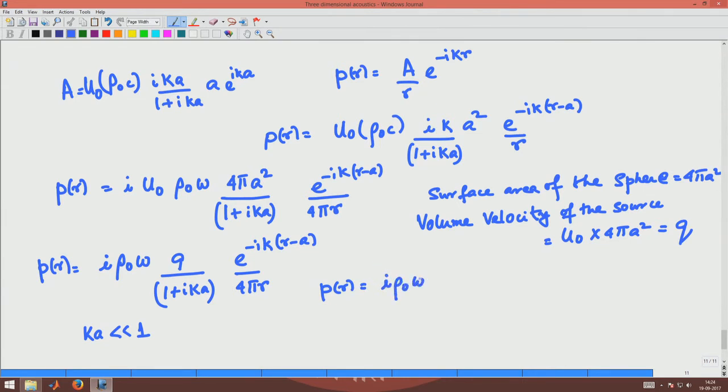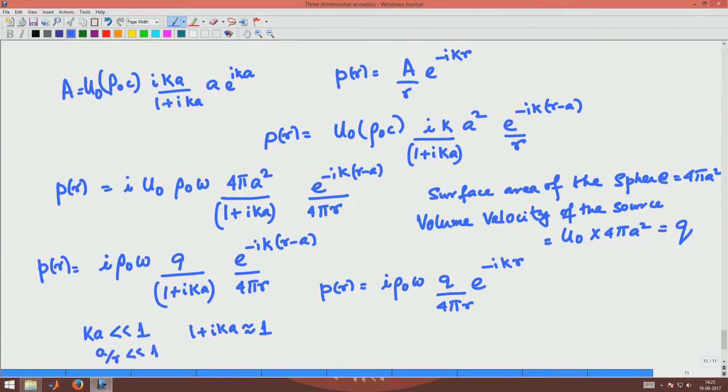So, therefore, in this case what will happen is that this quantity P of r will be reduced to i rho 0 omega into q, and 1 plus i k a can now be approximated as 1, because i k a is much lesser than 1. So, therefore, there is only a 1 in the denominator, which we may choose to even ignore, and the 4 pi r in the denominator though remains, and similarly within the exponential we can neglect the effect of k a in comparison to k r. So, therefore, another quantity that is neglected.